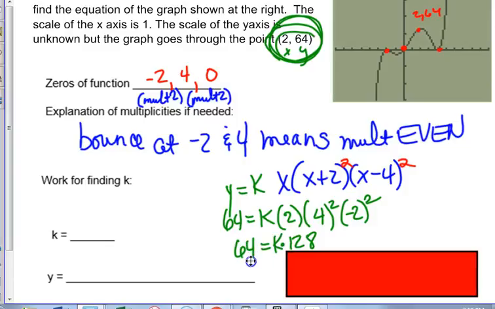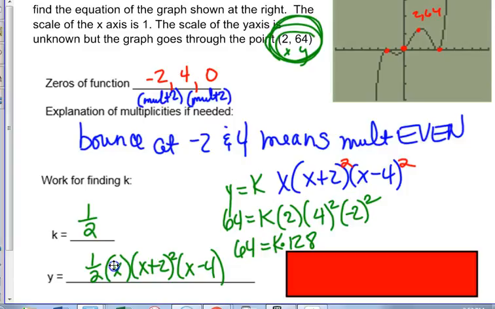Divide by 128, we don't get 2, we get what? 1/2. Now, how could you guarantee that you have this right? Plug it into your calculator. Now, is yours going to look exactly like that? Not if you don't figure out a better window, right?